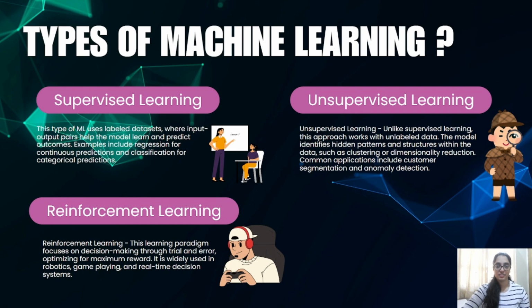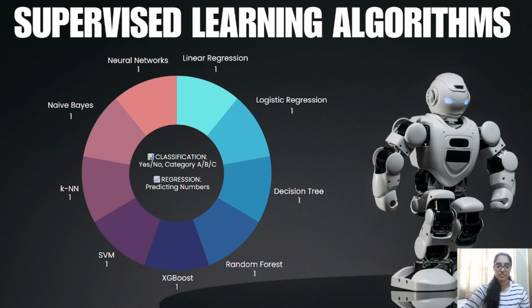Let's dive deep into supervised learning. Supervised learning has labeled data, and there are two types: classification and regression. Classification tells us about yes or no, true or false, categories like A, B, C. Regression predicts a number. Linear regression predicts continuous numerical values. Logistic regression is used for binary or multi-class classification.